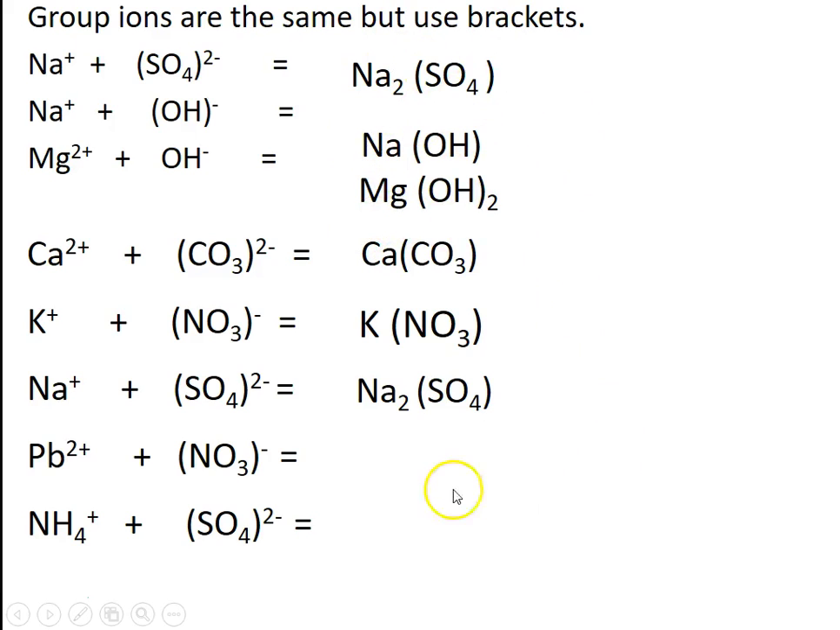Don't write the charges on your formula. 2 positives. So we need 2 negatives. We need 2 of these. 1 positive. We need to put brackets around this. So we need 2 of those to get 2 positives.